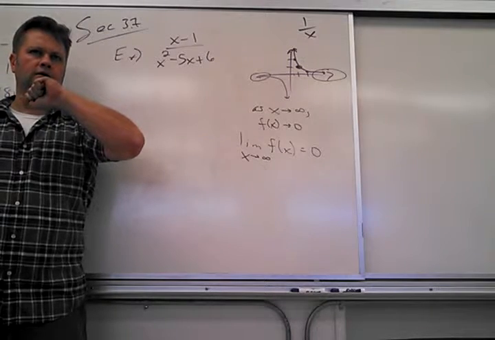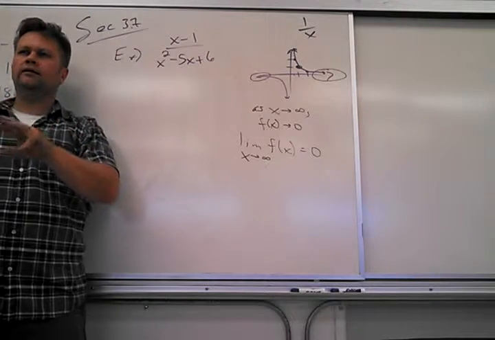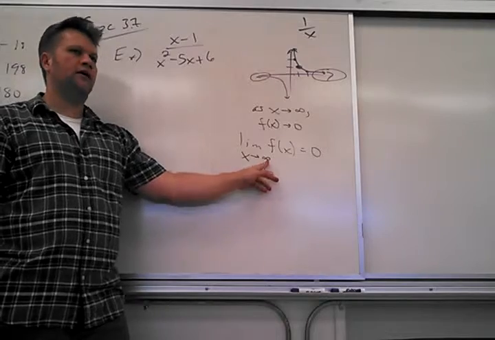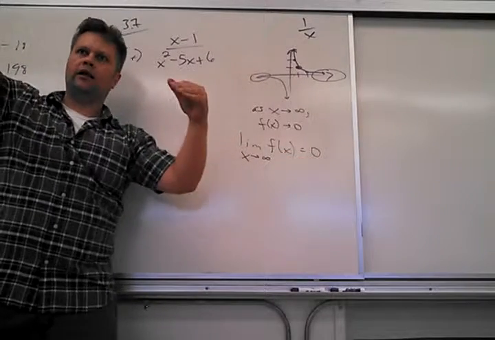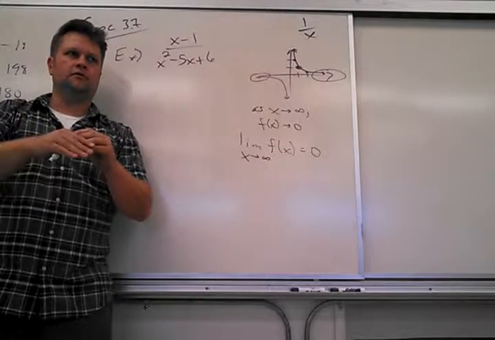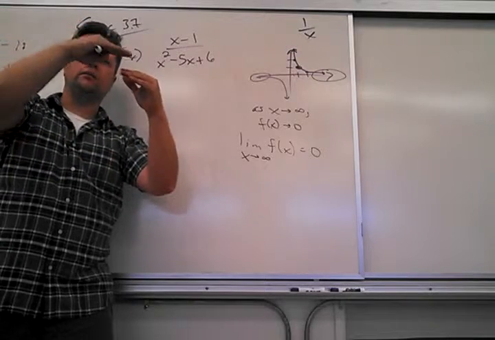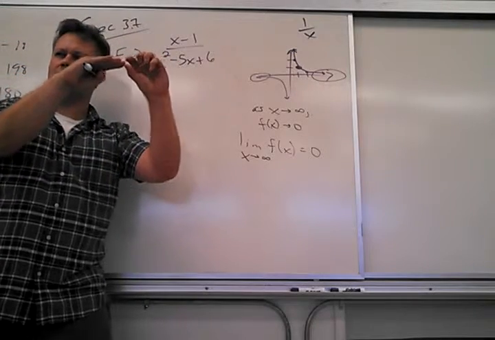You guys with me? That's what an asymptote really is. The limit as x goes to something is some number. That means it's got to approach that. It's got to get really close to that number, but it never quite gets there. That's what an asymptote is all about.